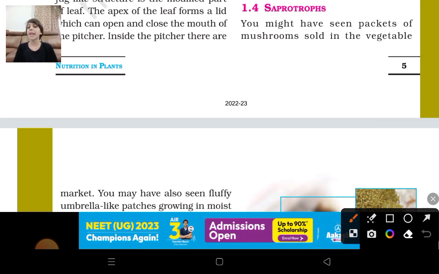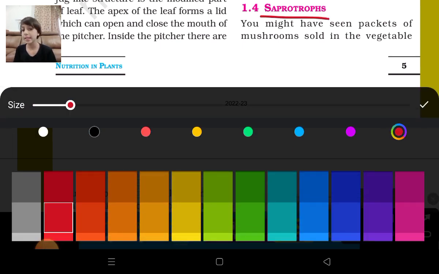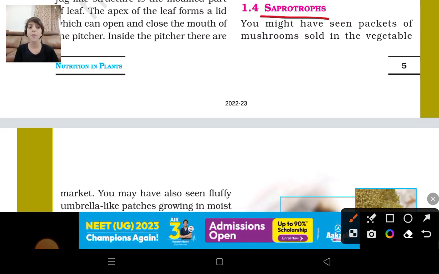Start with the next topic, that is saprotrophs. Okay, let's start with the next topic, that is saprotrophs.